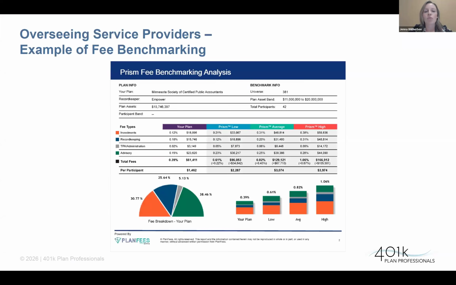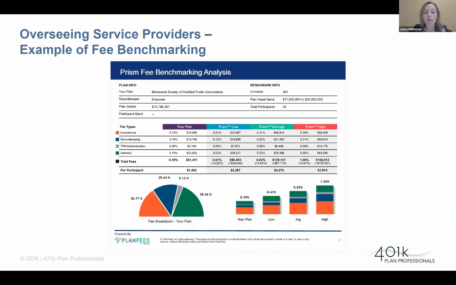And this is something that we do for every single committee meeting for our clients. We have access to some really good benchmarking analysis, so we can not only highlight what your fees are, broken down by investments, record keeper, TPA if you have one, and then our advisory fee, but we can compare you to a universe of similar sized plans.